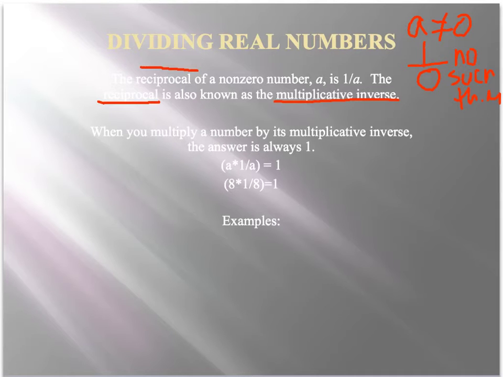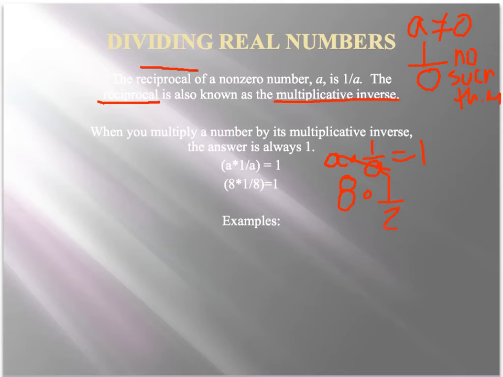So what the multiplicative inverse does is when you multiply a number by its multiplicative inverse, the answer is always 1. So here I've got my little variable examples. I've got a times 1 over a. And that gives me 1 because the a's cancel. Or we have the number 8.